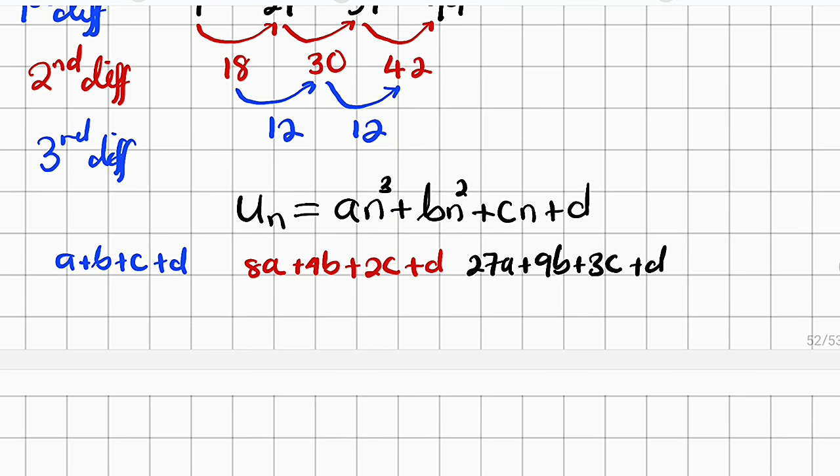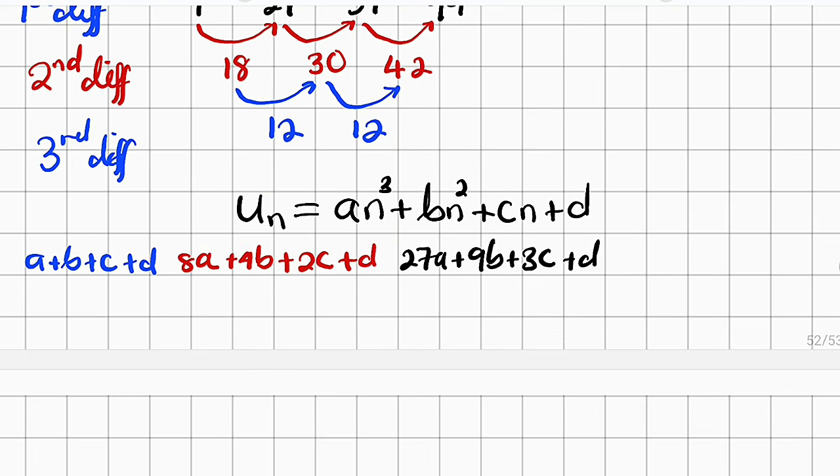I think I need to add one more, so let me bring them closer to each other. So lastly, I would like to take when n is equal to 4. Already we have 3 terms. When n is equal to 4, we have 4 times 4 times 4, which is 64.